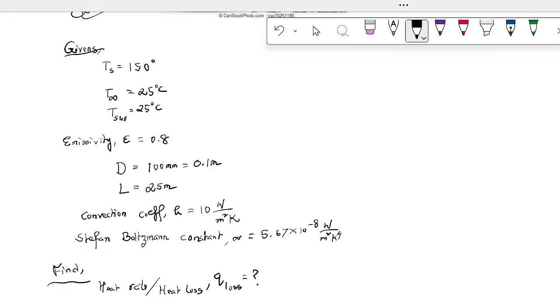Then I can redraw the sketch that I was trying to do. You see what happened in the wall itself, the pipe wall? You have this Q conduction, and we have convection here and radiation here. Now the arrow is pointing out from the pipe. You know why? Because the pipe has a higher temperature than the air and the surrounding.